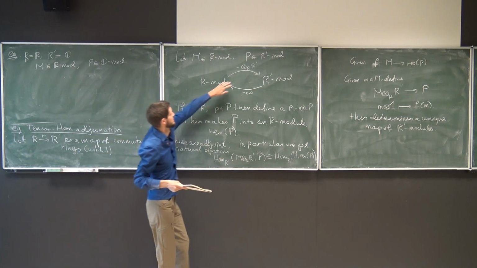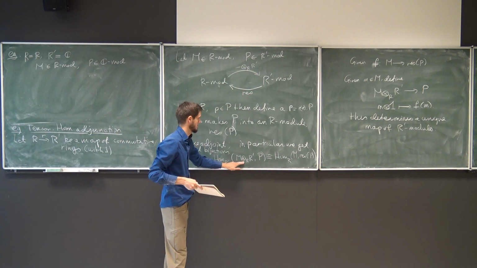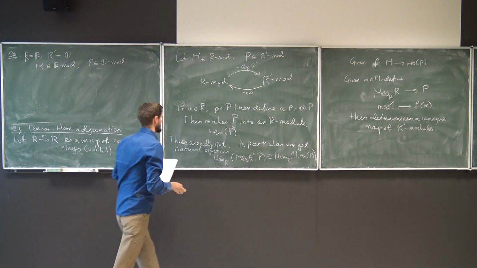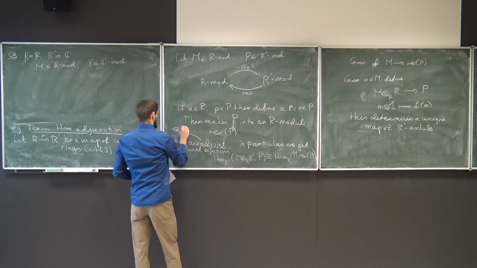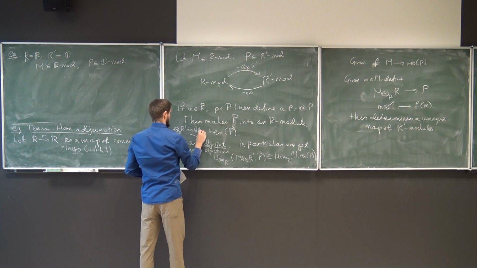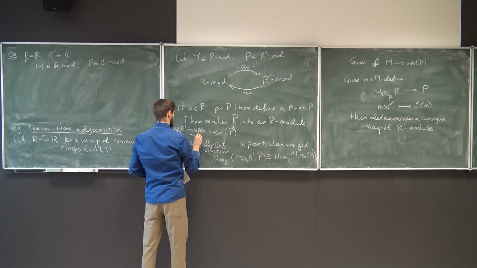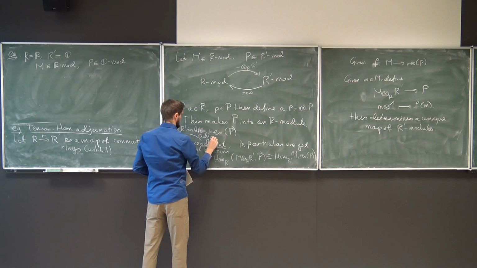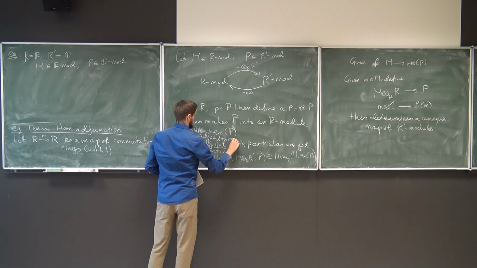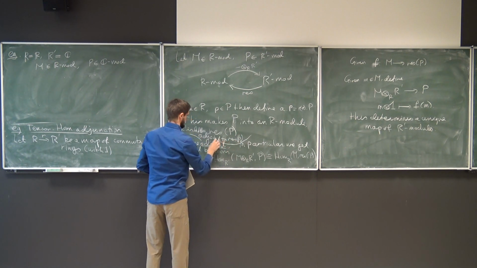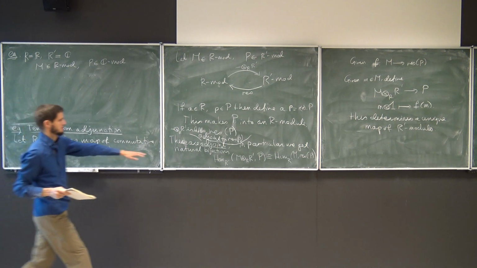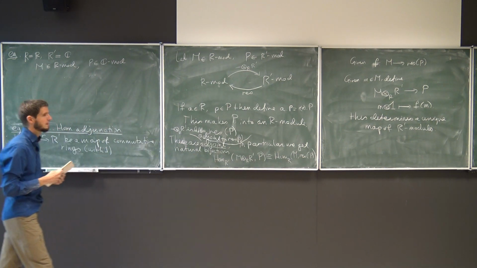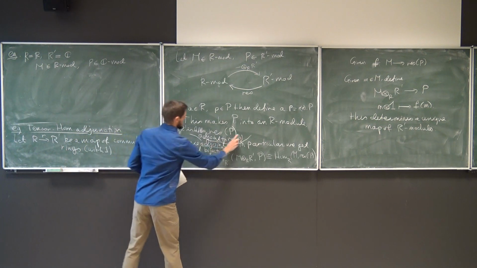I should say that this guy is left adjoint to this guy, because the tensor is appearing on the left and the res is on the right. So I should make this more precise: tensor R prime is left adjoint to res. There should be no P here. Thank you very much.